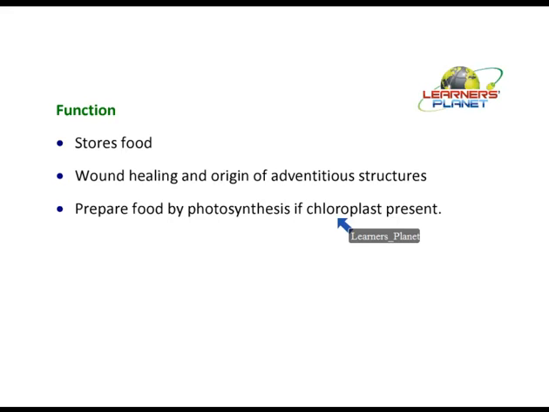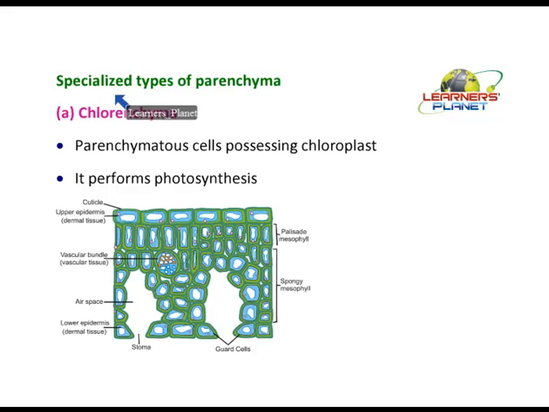Now, depending upon special qualities, the special features, they may be of different kinds. As they have chloroplast, they can support photosynthesis, and they may help in different other functions also, as we can see in the form of their types. So the specialized types of parenchyma, number 1, chlorenchyma.